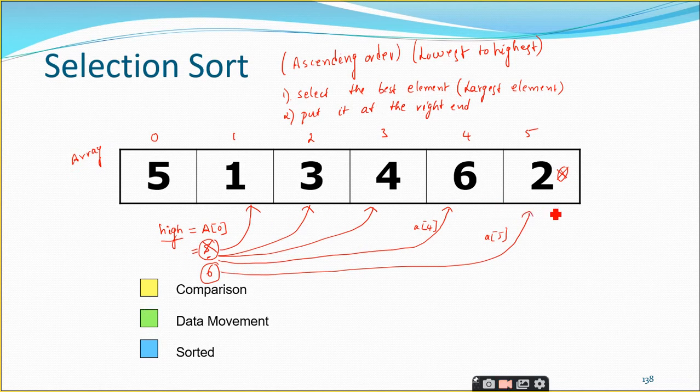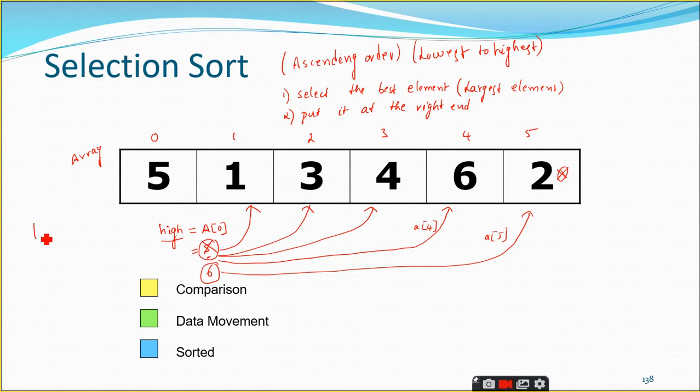Since you have reached the end of the array, whatever value you have in this high variable will be the largest element in the array. The procedure remains the same to find the minimum element in the array.